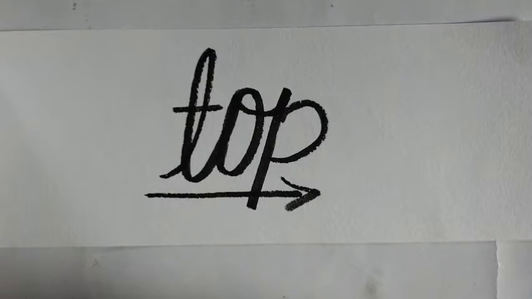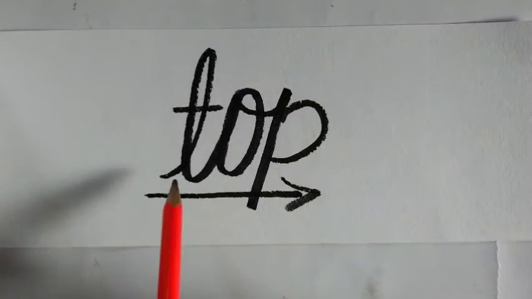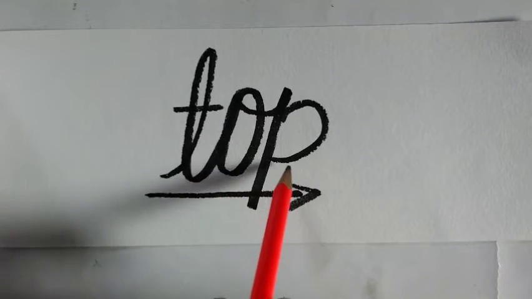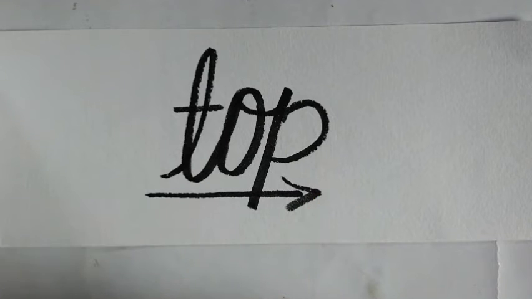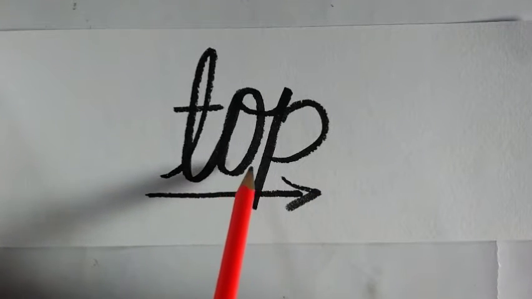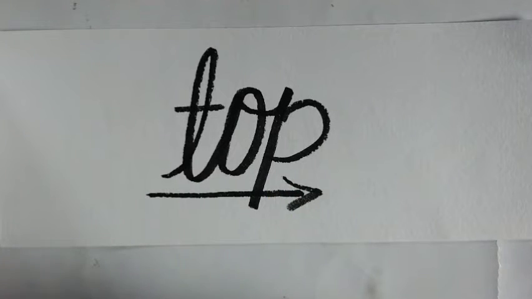See the next word. Top. T-O-P. Top. Repeat again. T-O-P. Top. Write the spelling in your notebook. I give you 3 seconds. 3, 2, 1, 0. Shall we move to the next one?